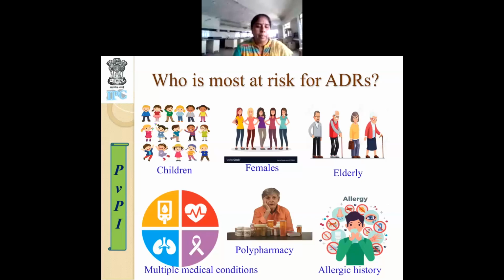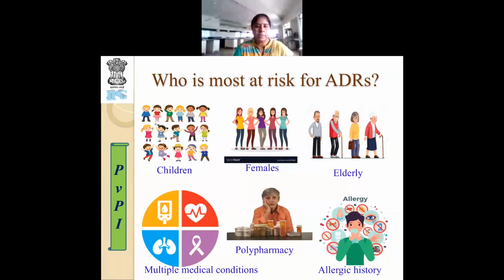So who is most at risk for ADRs? These are the populations, especially children, females, the elderly, and people with multiple clinical conditions. A single patient may have 2 or 3 disease conditions like hypertension, diabetes, or cardiovascular disorders. One person may have multiple clinical conditions and may be on polypharmacy. Many medications he or she will be taking, which may also cause interactions that lead to adverse drug reactions.